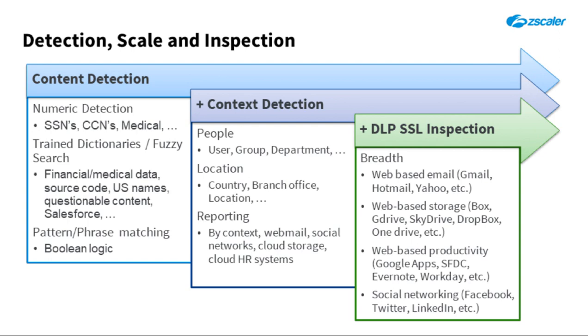Both content and context criteria can be combined in a Zscaler DLP policy rule to match keywords, phrases, or patterns generated by specific users, groups, departments, or locations, within defined time intervals and for specific protocols if necessary. Detailed reporting is available by cloud application, such as webmail, social networking, cloud storage, and by context, user, group, department, location, or protocol.